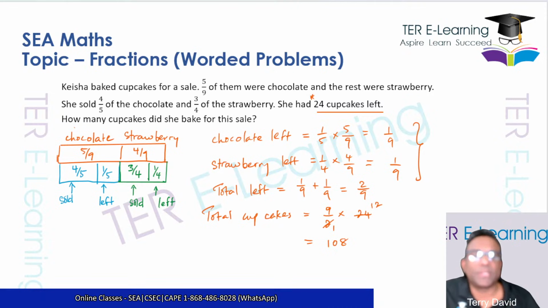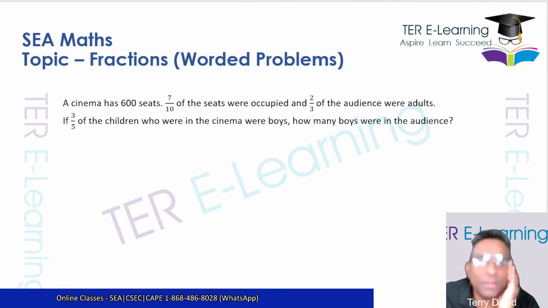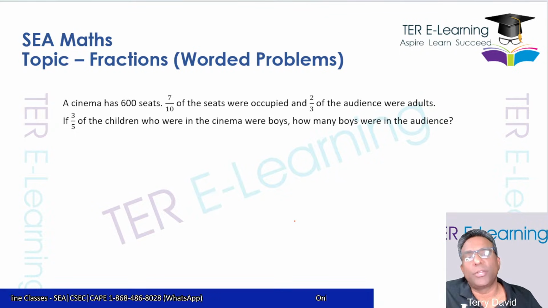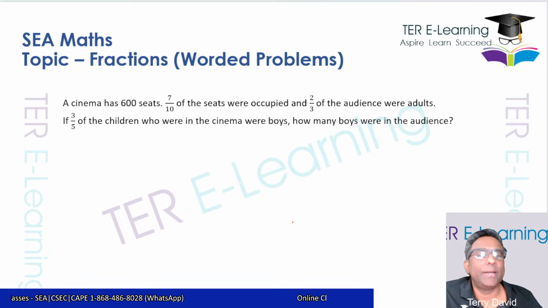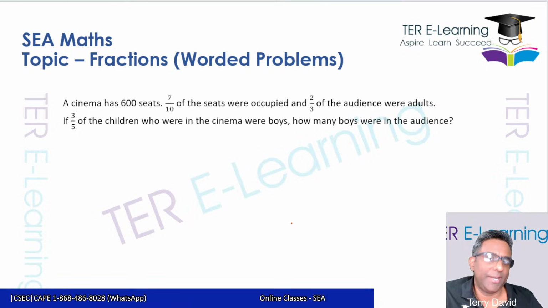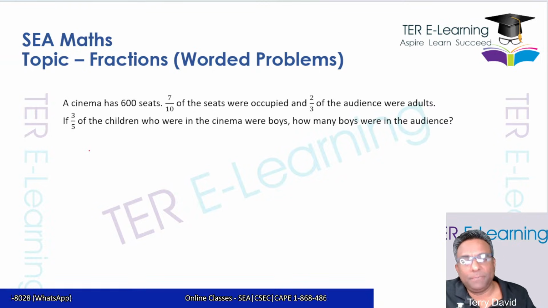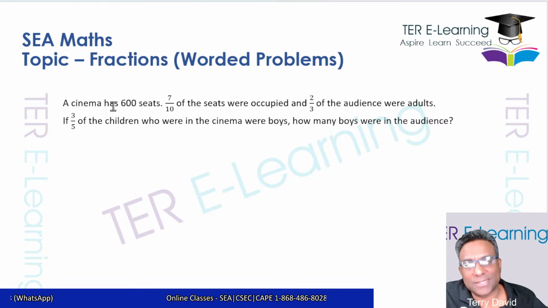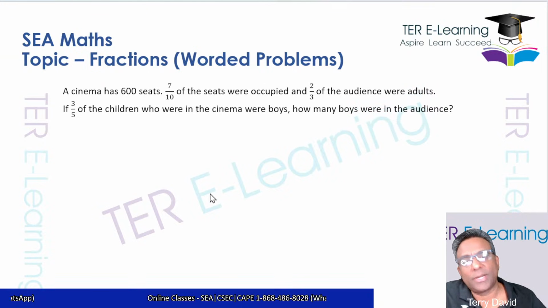Let's try something else here. A cinema has 600 seats. 7/10 of the seats were occupied, and 2/3 of the audience were adults. If 3/5 of the children who were in the cinema were boys, how many boys were in the audience? Now, don't get scared when you see questions like these. Look at what is being asked.